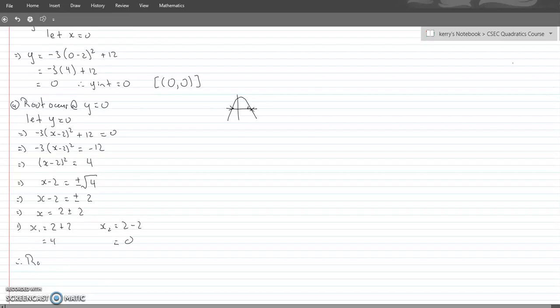And that is consistent with this actually, and you'll see why in a little bit. So therefore, the roots are x is equal to 4 and x is equal to 0. So these are your two roots. You don't have to be in any order. We usually put the smaller one first.